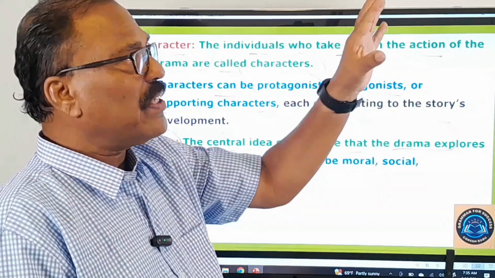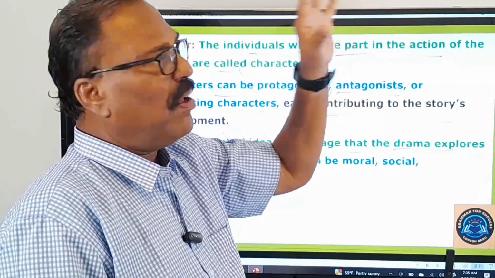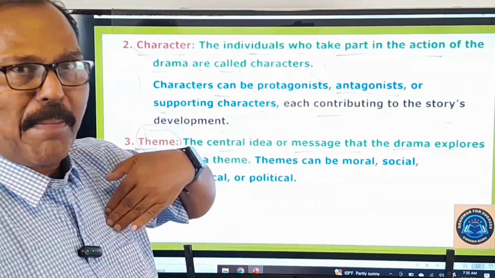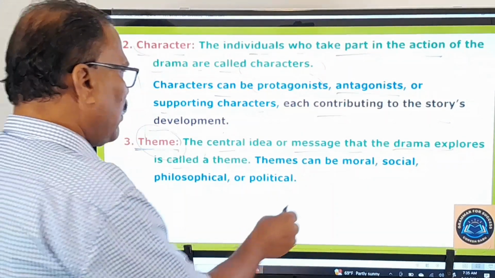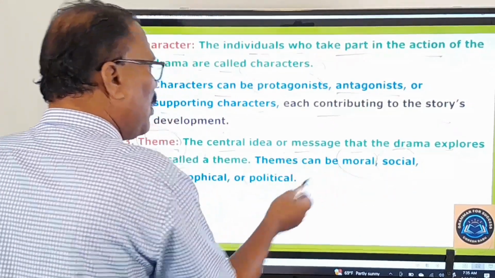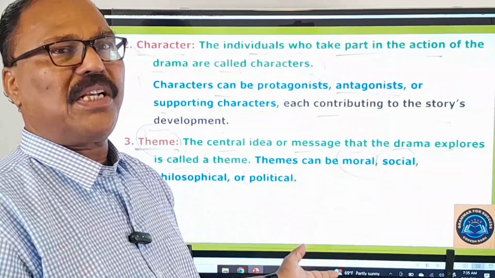That's why the movies must have some wonderful theme, some useful theme, some enlightening theme. Then only the impact on the public will be very nice. And the themes can be moral themes, social themes, philosophical themes, political themes. So whatever the film is about, that is only its theme.